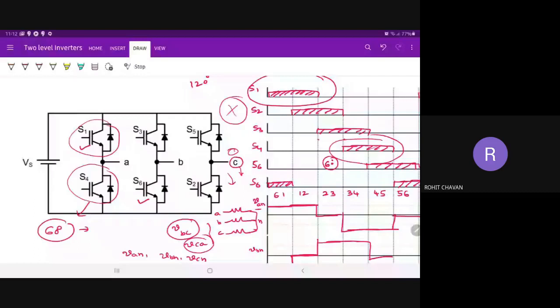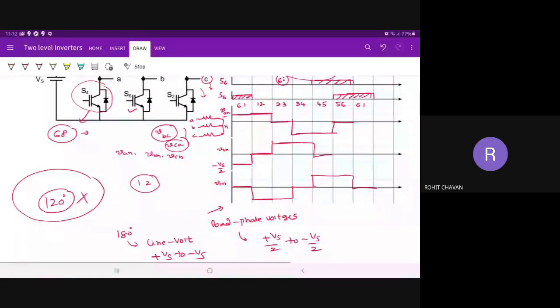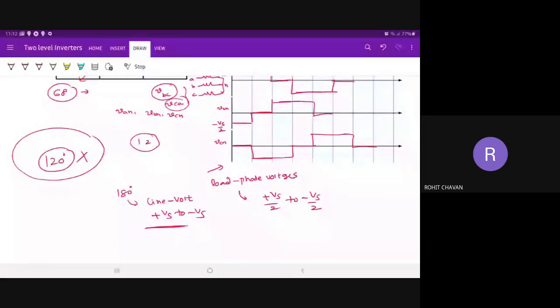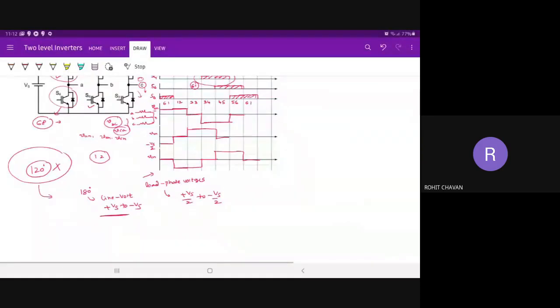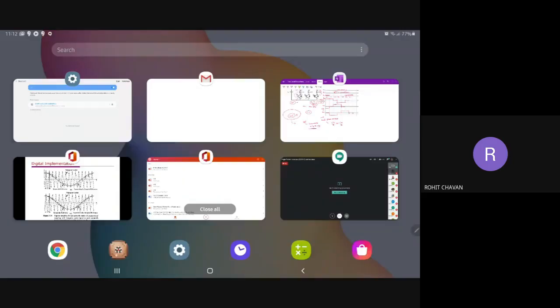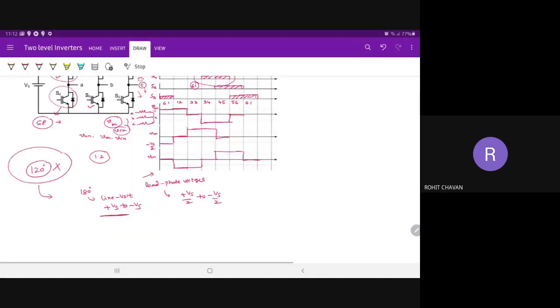But at any cost, this 120 degree mode is not preferred when the load is highly inductive, especially for induction motor or any motor drive. So this is about the 120 degree mode.